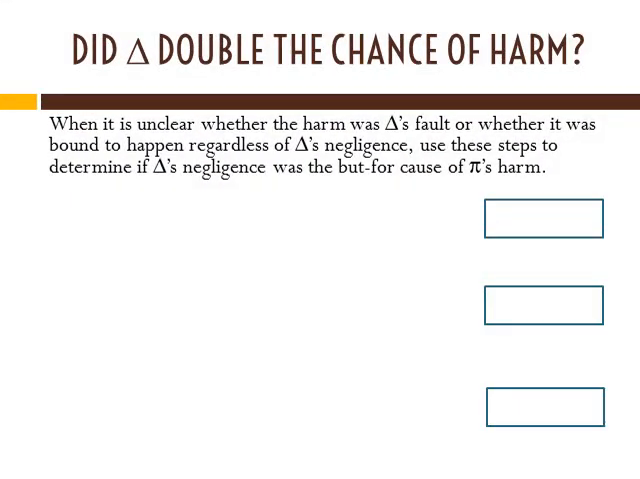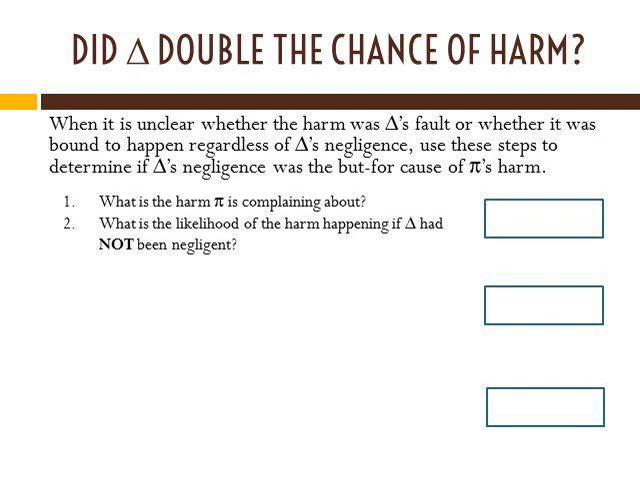So, one way to set this up, I've given it to you in your assignment, a step-by-step process just to make sure you don't turn this stuff around. So when it's unclear whether the harm was the defendant's fault or whether it just would have happened regardless, you can use these steps. First, you've got to look at, okay, what is the plaintiff complaining about? In this case, it's death. But whatever the injury or the harm the plaintiff suffered was.